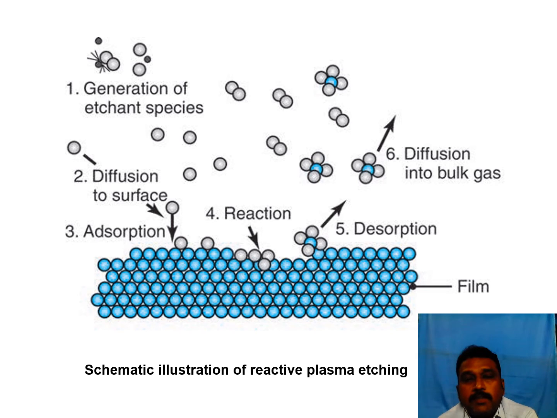From the gas we create the etchant species, and that will diffuse to the surface, and then it will attach to the atoms of the film, that is called absorption. Then it will react with the atoms and remove the atoms from the film surface, that is called desorption. Those removed atoms are diffused into the bulk gas. That is the reactive plasma etching.